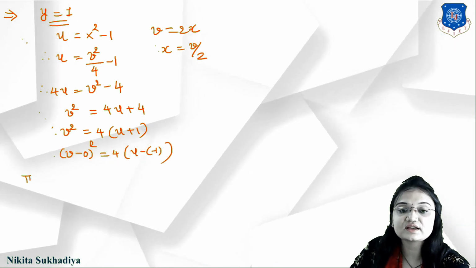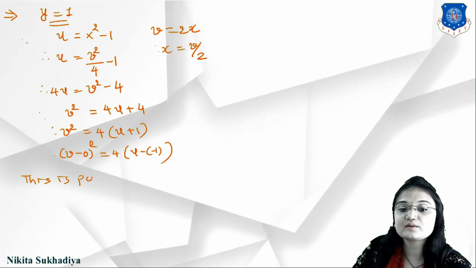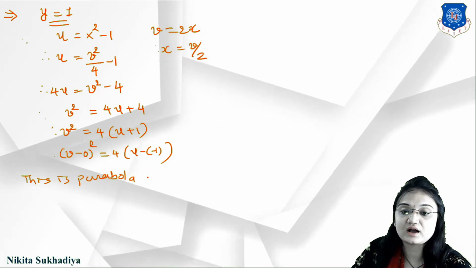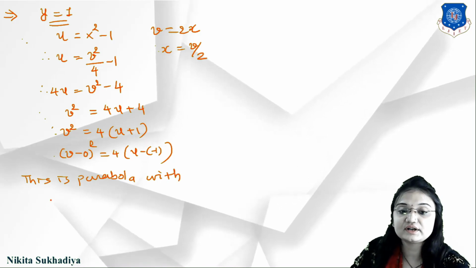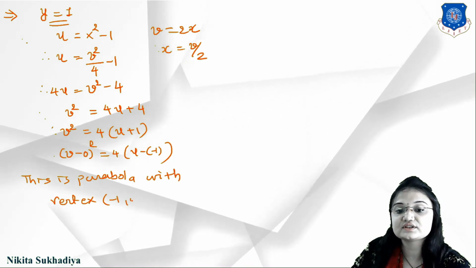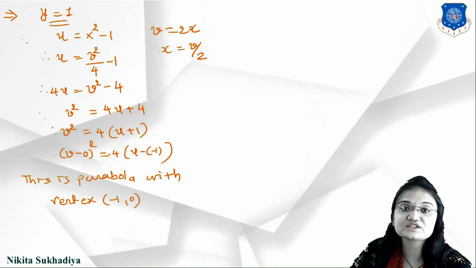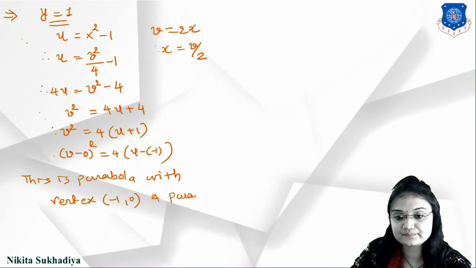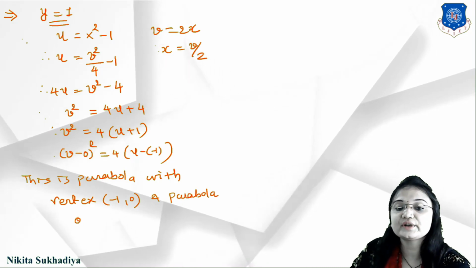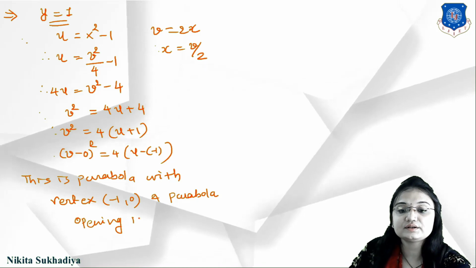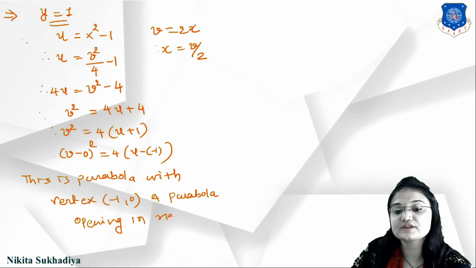Okay, so this is again a parabola. This is the representation of a parabola with vertex (-1, 0) and here we have plus 4. So the parabola is opening in the right side.